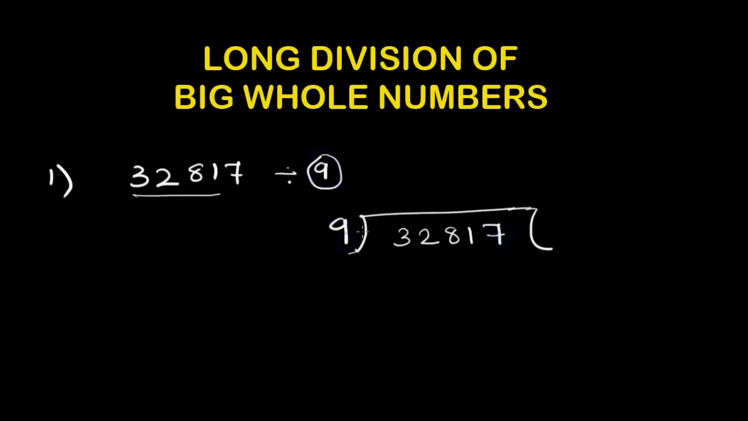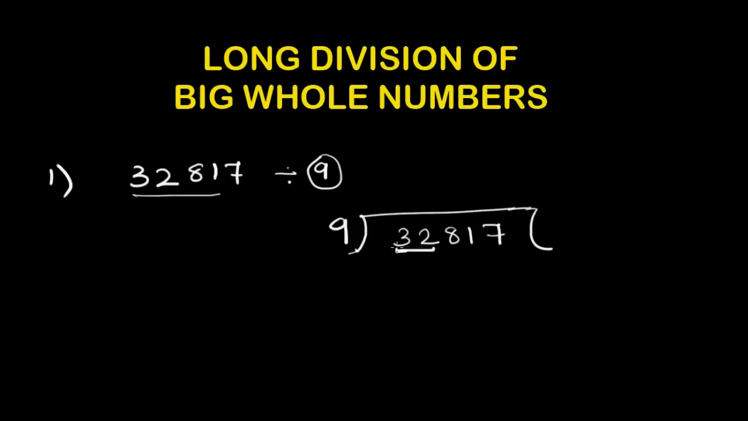This will go outside. Now for long division, we have to consider dividing the numbers that are inside one by one. So first of all, we would see, can we divide 3 by 9? Or do we see 3 in the table of 9? Because 3 is smaller than 9, definitely we would not be able to see 3 in the table of 9. Therefore, we would consider both 3 and 2 together so that it becomes 32.